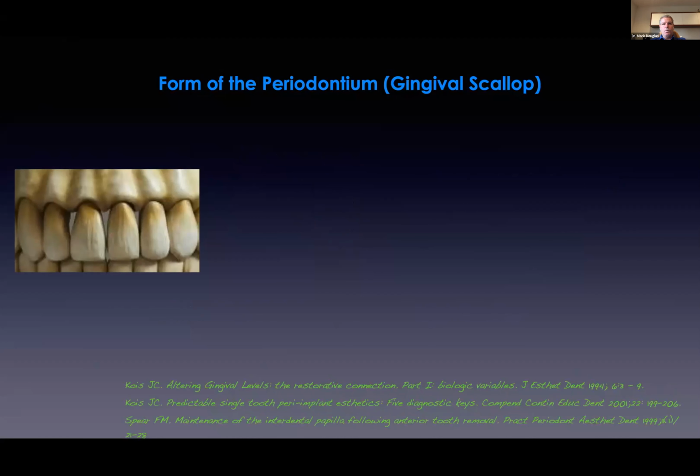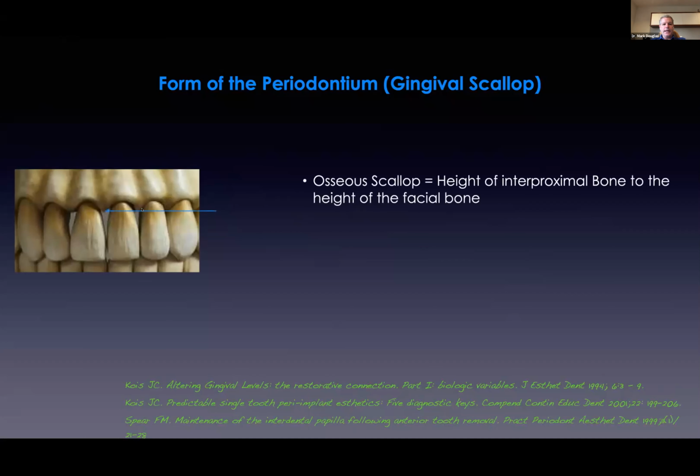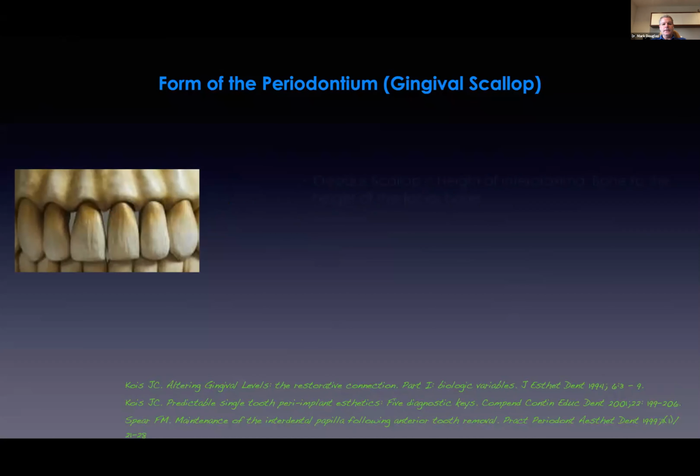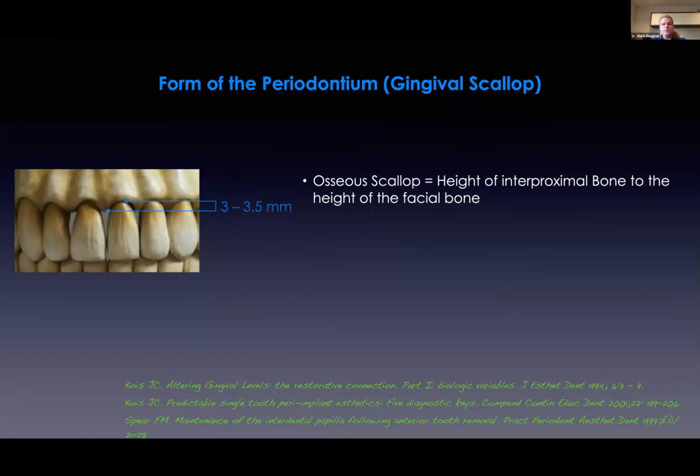Now, if you look at why does this happen? If we look at what happens with the bone around the teeth, the bone has a natural scallop around it, and that follows the CEJ of the tooth. That scallop is from the height of the interproximal bone to the height of the buccal osseous crest, and it's about 3 to 3.5 millimeters. Get back to the diagram. And so height of the interproximal bone to the height of buccal crest of bone is 3 to 3.5 millimeters.